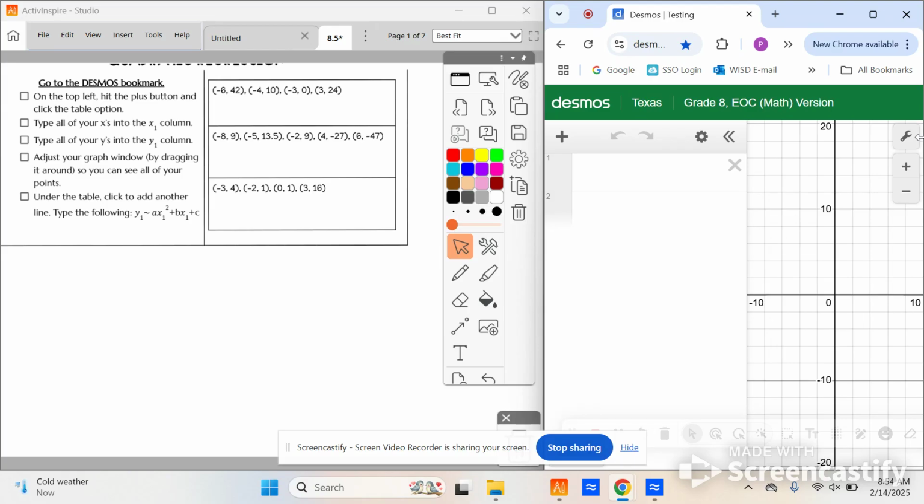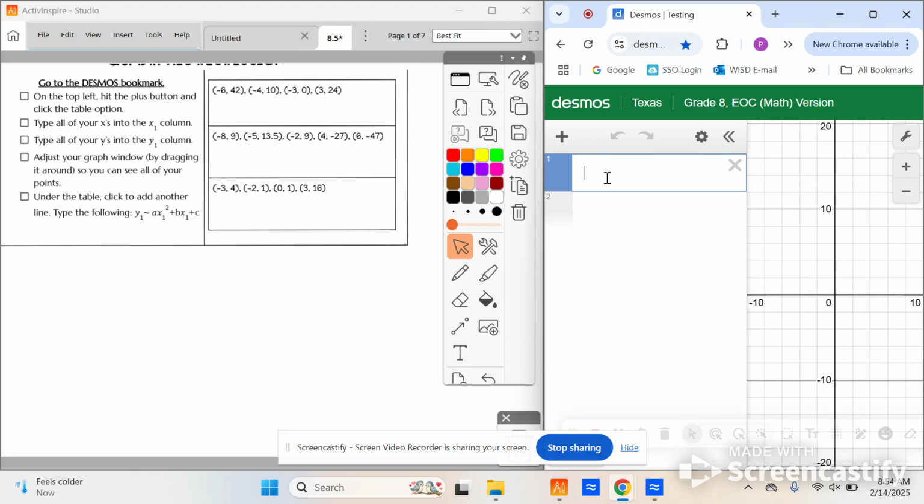So the steps are there. It says go to Desmos bookmark. Now, if you do not have Desmos bookmarked and you're on a Chromebook at school, you can press the WISD bookmarks and it is there. Otherwise, just make sure you are on desmos.com/testing/Texas/graphing. If you're on a different computer or on your phone, make sure it has the green bar that says grade 8 EOC math, because this is the Desmos you'll be able to use for STAAR.